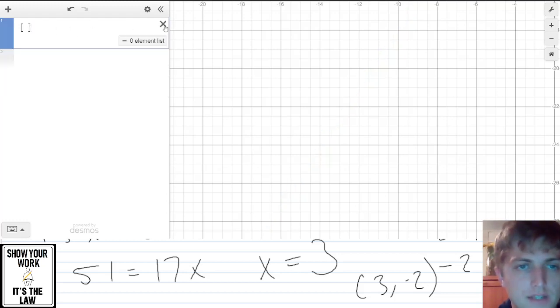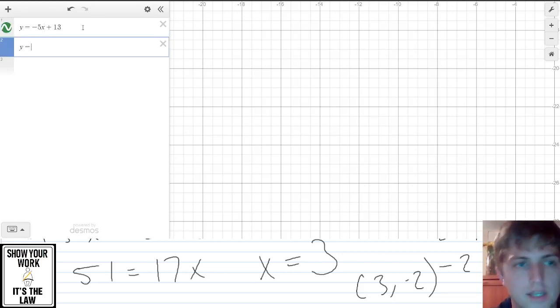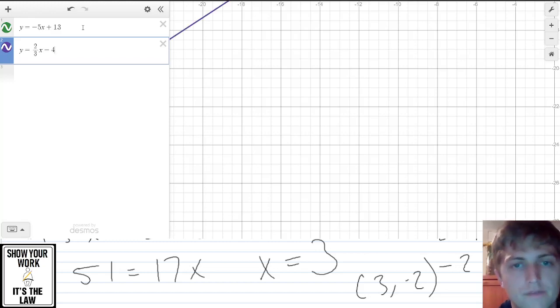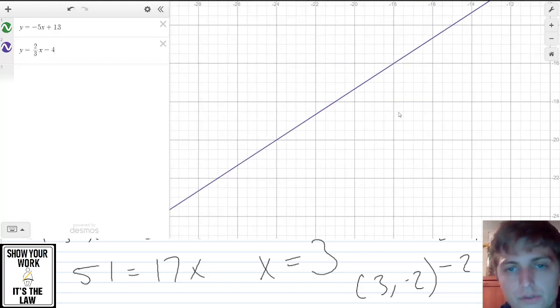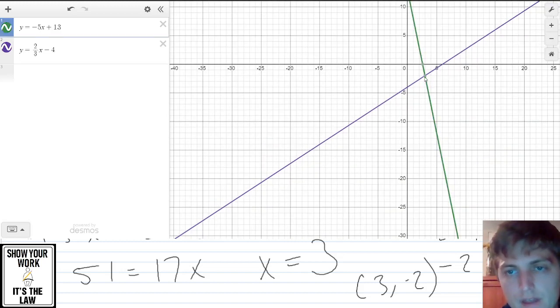What are our two lines? Our two lines are y equals negative 5x plus 13, and y equals 2 over 3x minus 4. Okay, and the solution is going to be whatever we said it was right here. 3, negative 2. Oh, did I have that backwards? No, we had that right. 3, negative 2. All right, perfect.